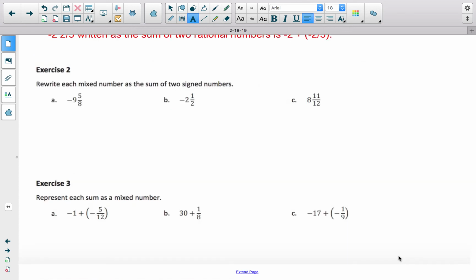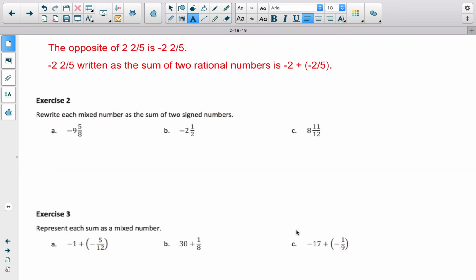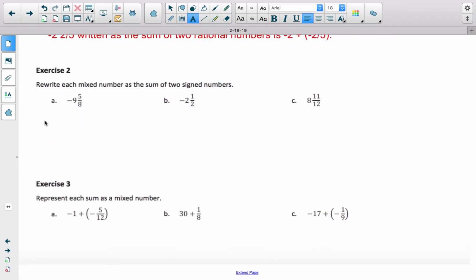So what I want you to do now, we're looking at exercise 2. I want you to rewrite each mixed number as the sum of two signed numbers. Signed numbers mean positives or negatives. So just like we wrote 2 2/5 as 2 plus 2/5, and we wrote negative 2 2/5 as negative 2 plus negative 2/5, go ahead and apply that same strategy to these three exercise 2 problems. When you are done, come back and check the video before you move down to exercise 3.